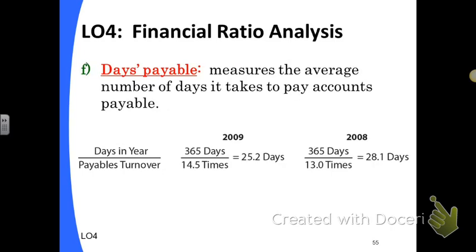And again, like our previous measures, our numerator is going to be our 365 days and our denominator is our payables turnover. And this measures the average number of days it took us to pay our accounts payable. So we paid slightly more quickly here, 25.2 days versus 28.1 days. And again, this would result in a slight decline in our cash flow.